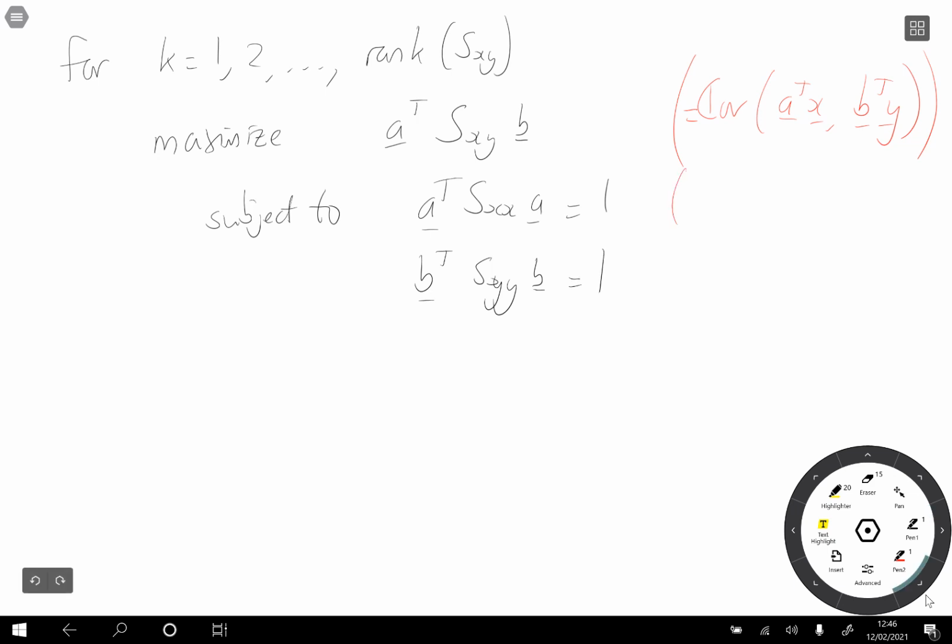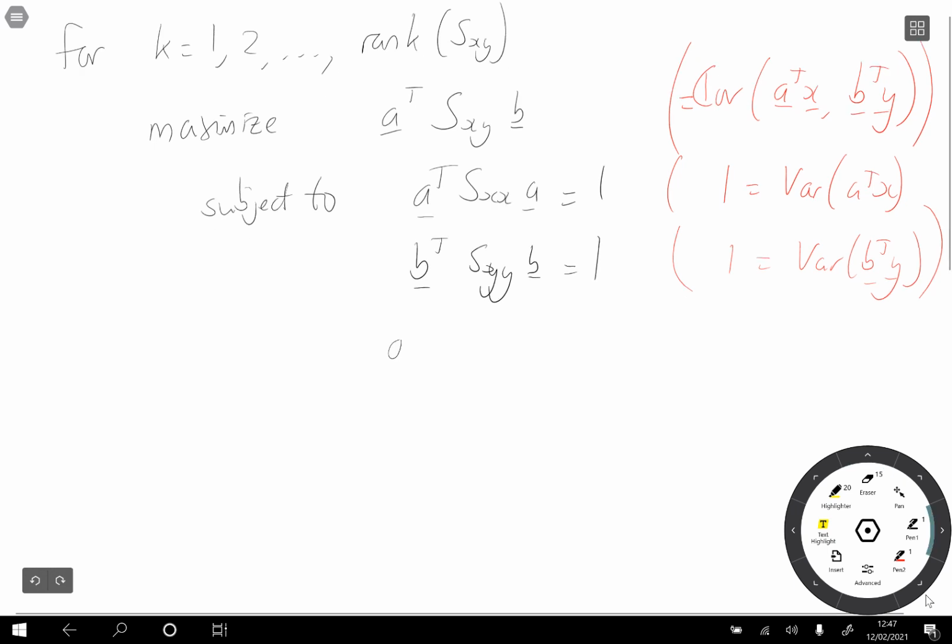And these, if we think about what they are in real terms, this is just saying that the variance of A transposed x has to equal 1, and that the variance of B transposed y has to be 1. Okay, so that's phrasing it in terms of our original problem, original variables.